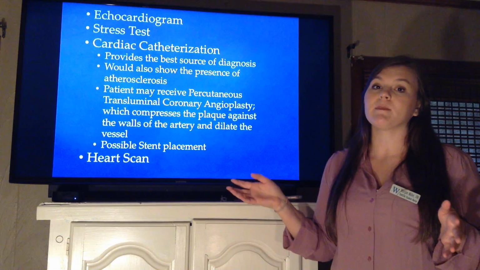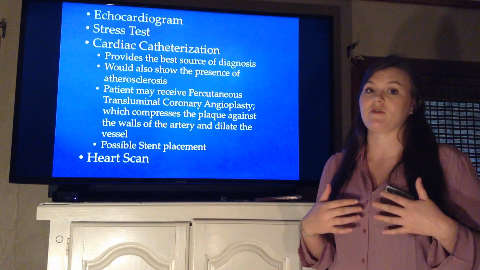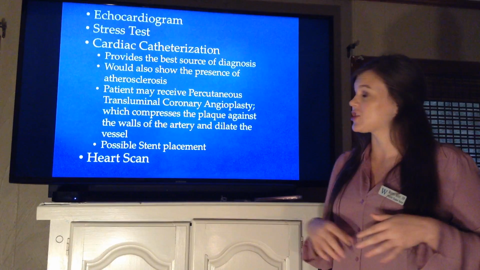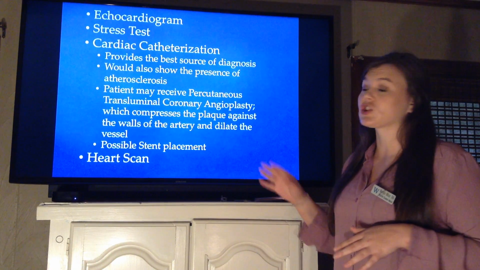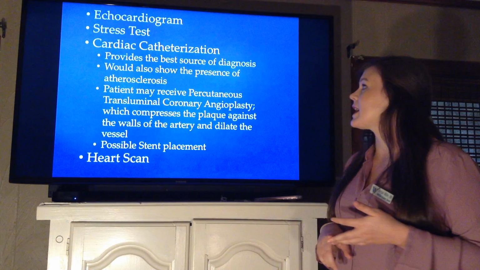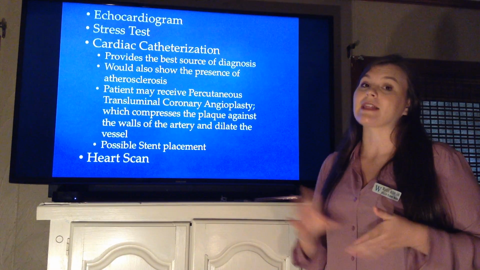An echocardiogram is just an ultrasound of your heart. We'll use that to determine your EF, the ejection fraction of your heart. And a stress test, that can be a nuclear Lexiscan, or a dobutamine stress test. Then you also have a cardiac catheterization.